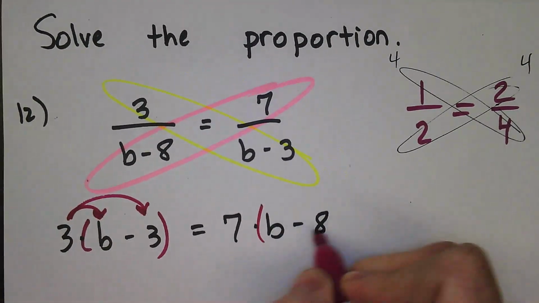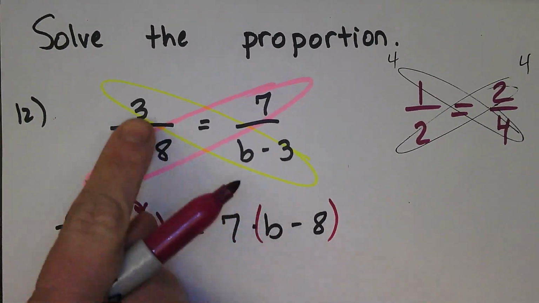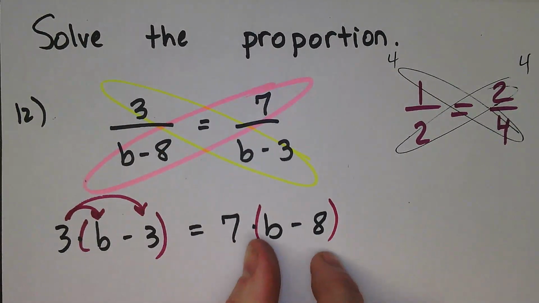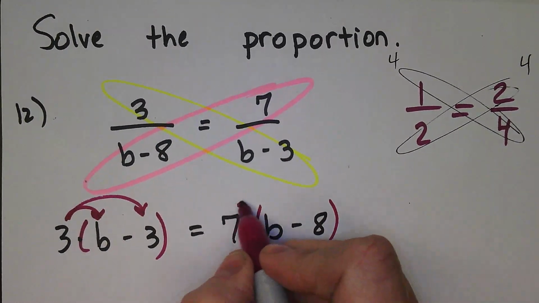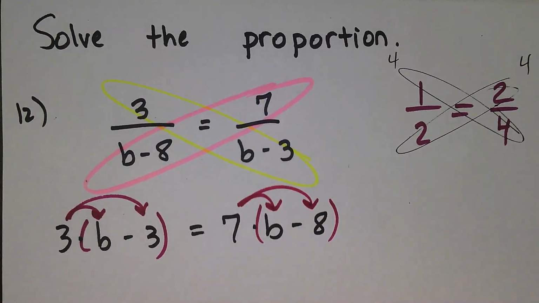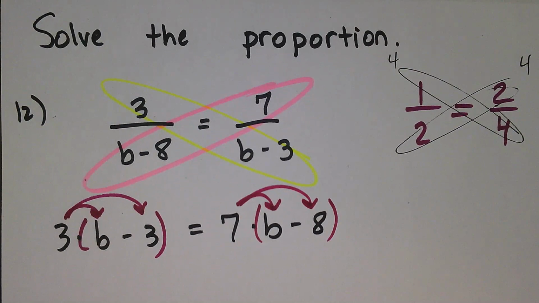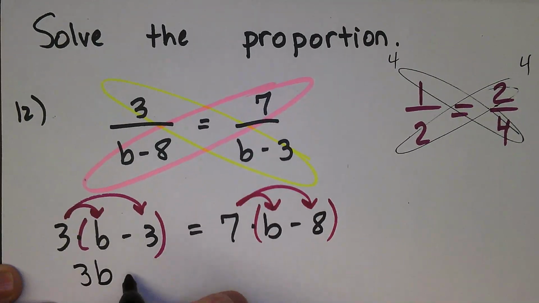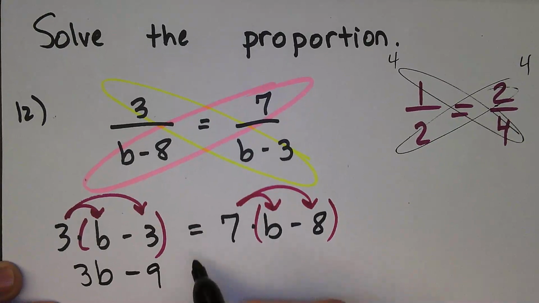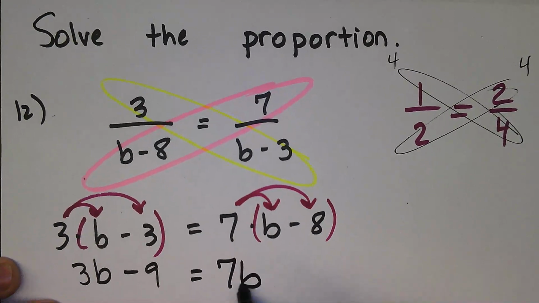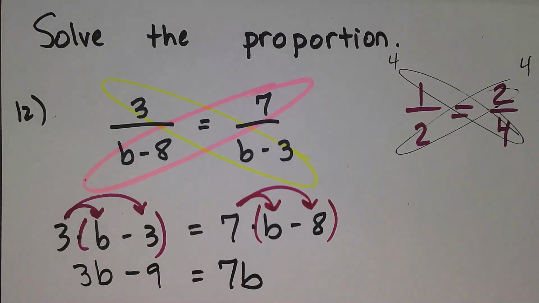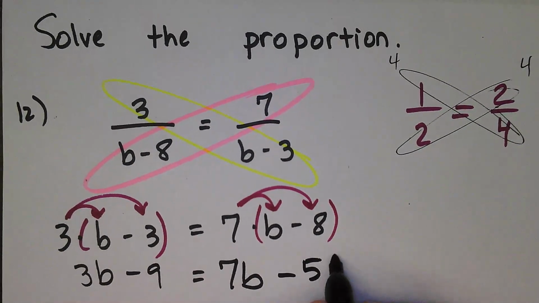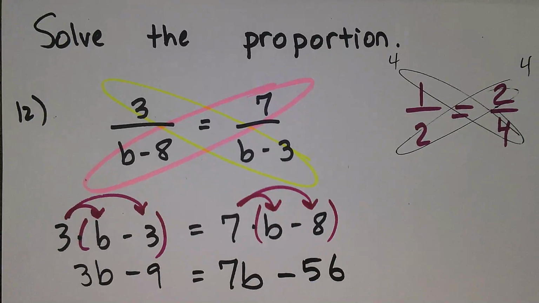We want to do the same thing over here. It's not just 7 times the b, but 7 times the entire b minus 8. That whole thing is being multiplied. So I'm going to set that up for distribution and multiply that out. 3 times b is 3b. 3 times 3 is 9. There's subtraction between them, so it's minus 9. 7 times b is 7b. 7 times 8 is, what, 56? Yeah. Doing all this math without a calculator.